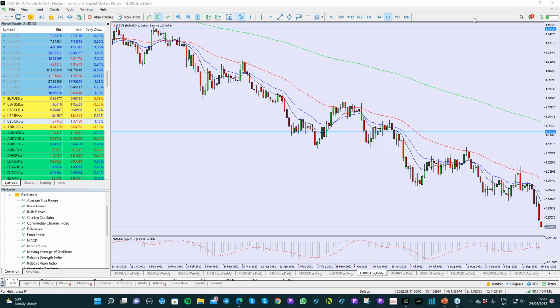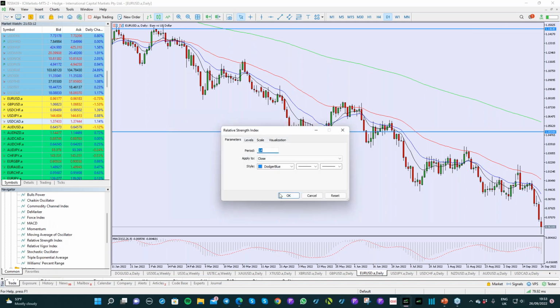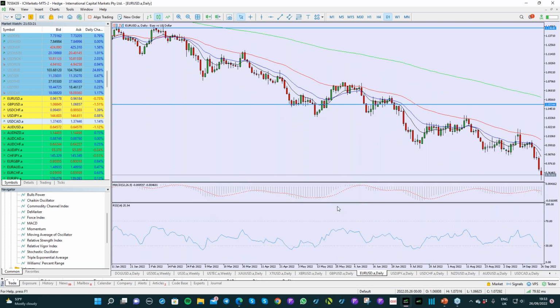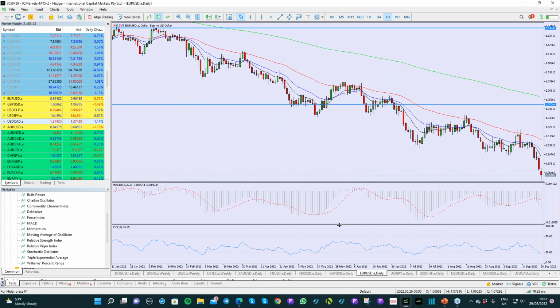Okay, RSI, good question. And RSI, I do like using RSI. I will use, again, just the default settings. So period 14 RSI. So there it is, the RSI on the chart.